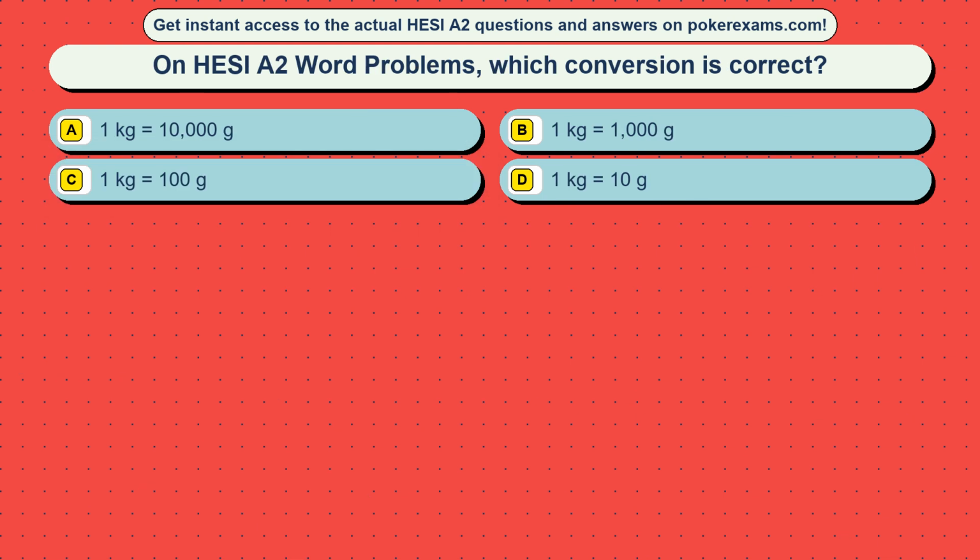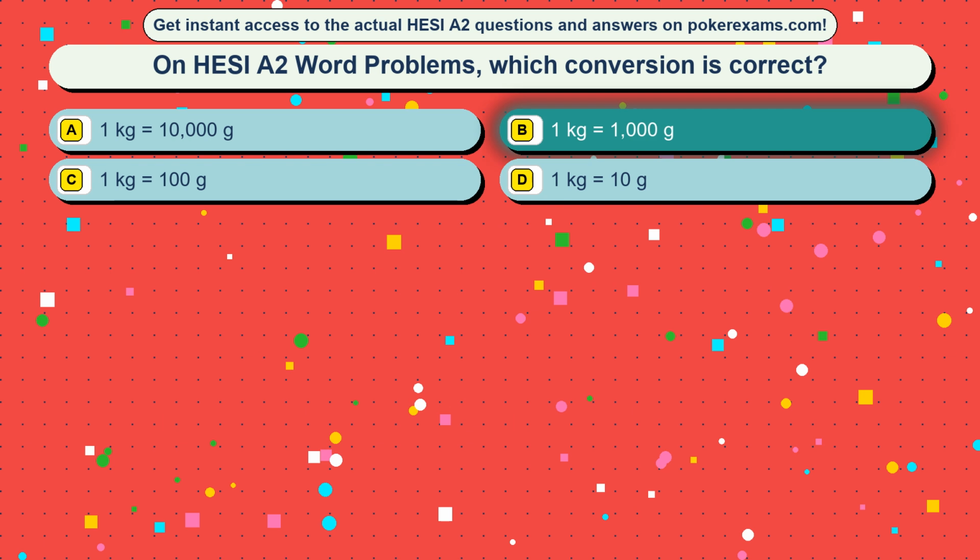Question 24. On HESI A2 word problems, which conversion is correct? Option A, 1 kg equals 10,000 g. Option B, 1 kg equals 1,000 g. Option C, 1 kg equals 100 g. Option D, 1 kg equals 10 g. The correct answer is option B, 1 kg equals 1,000 g.